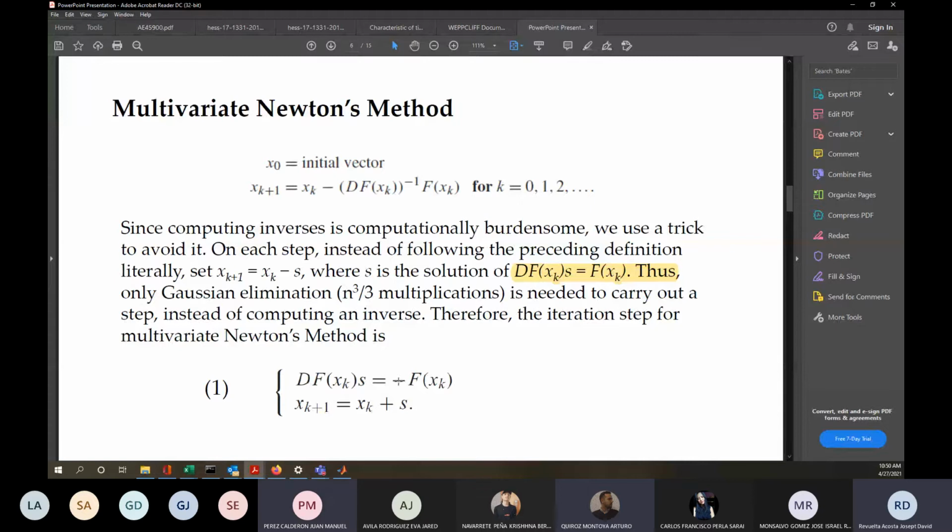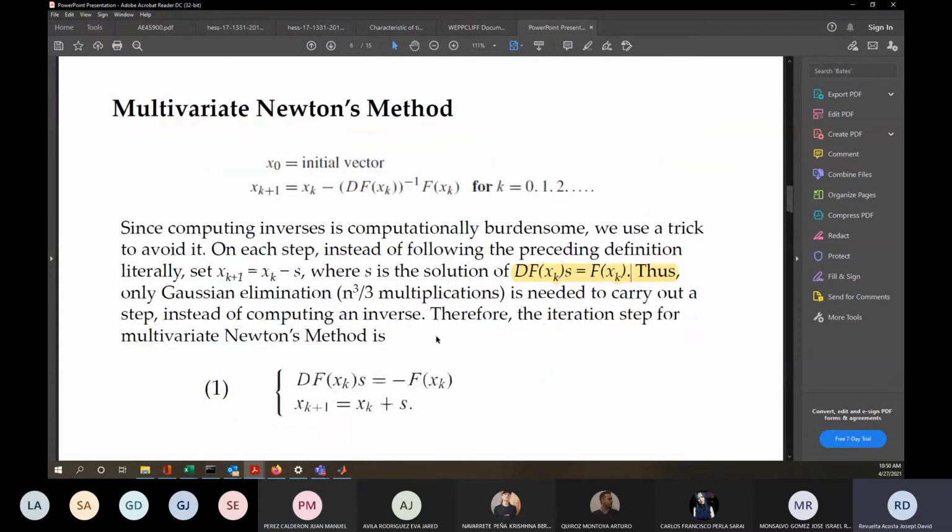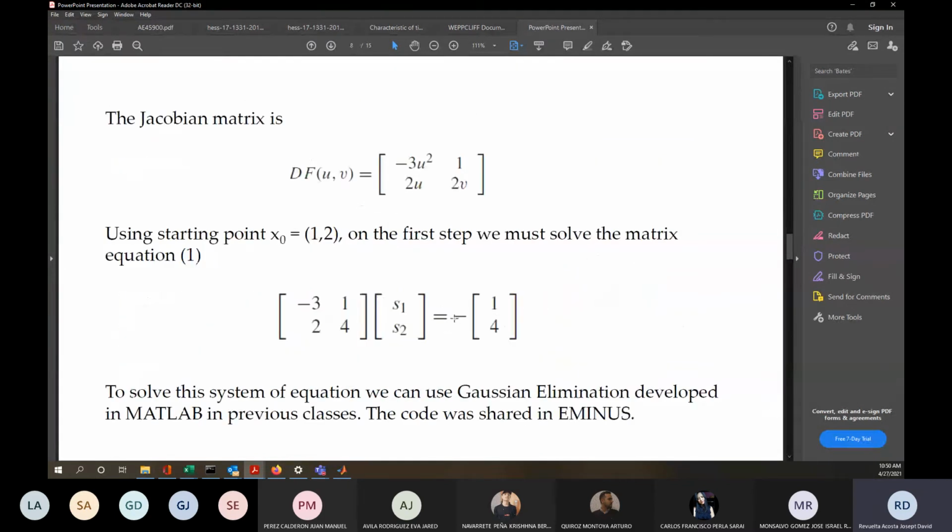O sea, siempre va a ser negativo. Yes. Aquí en la diapositiva se equivocó. Yeah, I made a mistake, here is fine. Okay, está bien, está bien. Yeah, made a mistake. Here, if you think about it, it's negative. So that's why we have it here. So it's negative, but I made a mistake here. So that's why we put the negative sign.